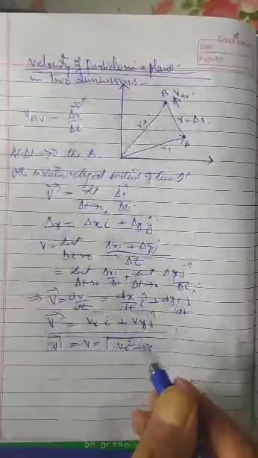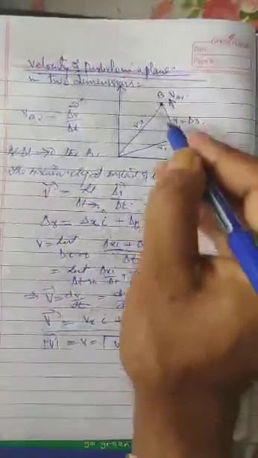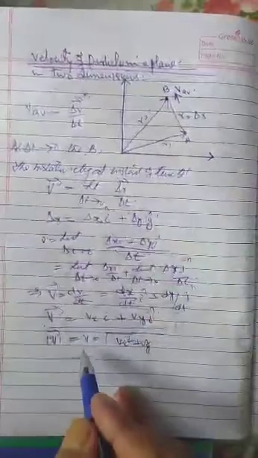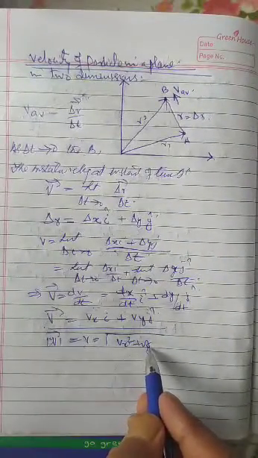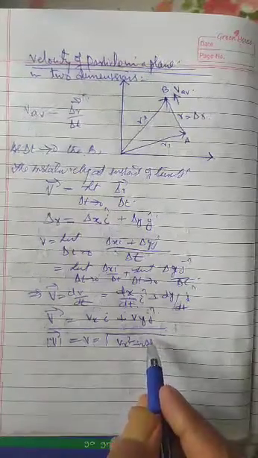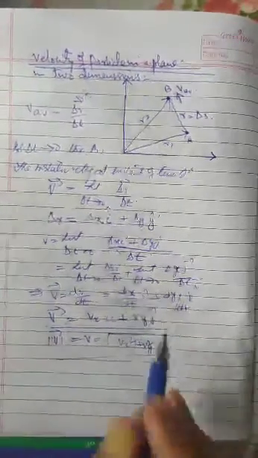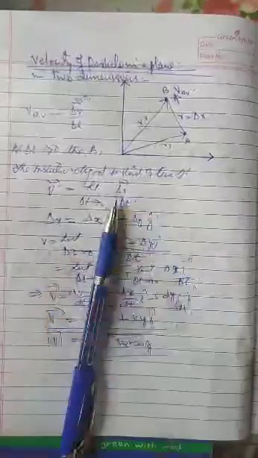When we apply the triangle law, it will become V equal to the square root of Vx square plus Vy square. So this is the velocity of a particle in 2 dimensions.